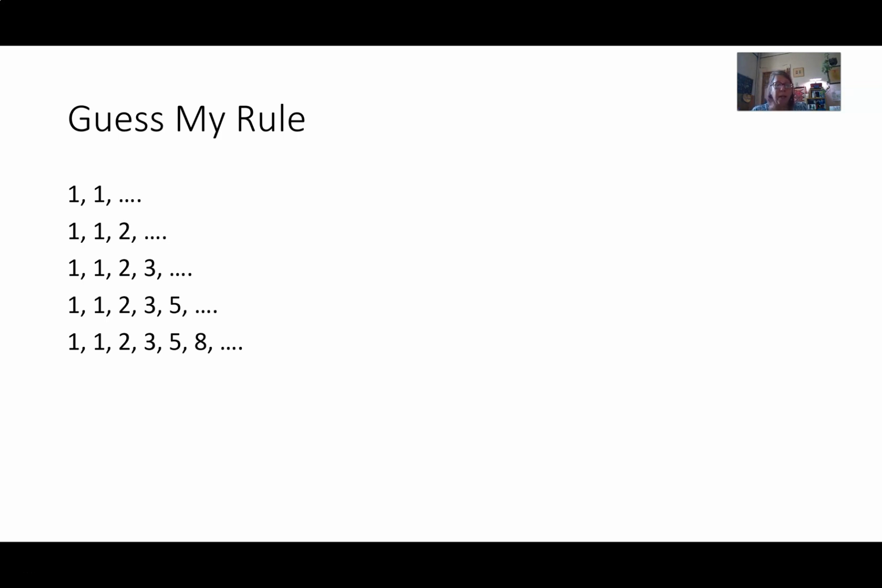What I like about it is it prevents the smartest student from raising their hand right away with the rule, because they're only allowed to say the next number, not the rule. And it allows other students more time to think.